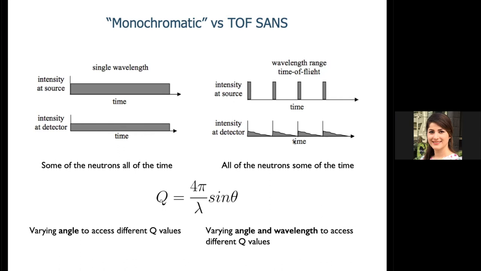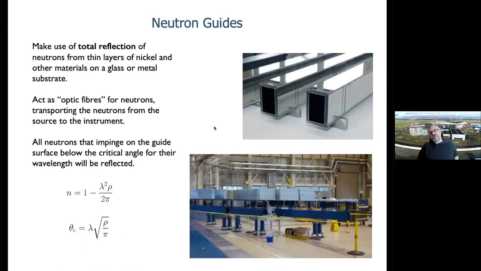Okay, thank you. All right, so I mentioned before neutron guides. This is how we actually take the neutrons from the source, be it the reactor or the spallation source, and get them out where we can make use of them. So these make use of total reflection of neutrons from thin layers of nickel and other materials, sometimes nickel titanium multilayers, or various other materials, depending on the properties you want, on a glass or metal substrate.